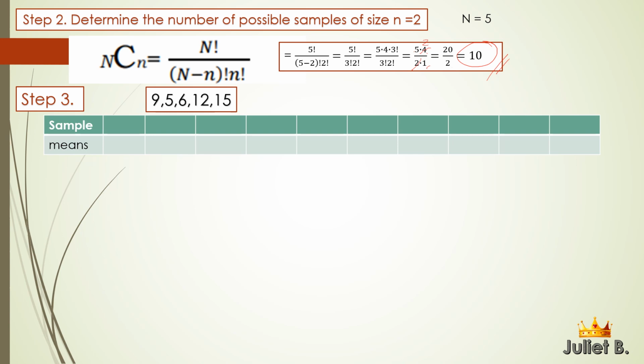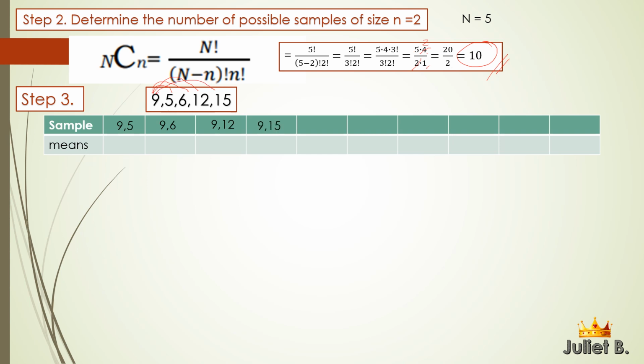Ang step 3, maglilista na tayo ng mga possible samples taken 2 at a time. So, ito yung population natin. Dito tayo kukuha na magiging samples natin taken 2 at a time. So, dalawa-dalawa. Sabi dyan 10, kaya dapat 10 ang malista mo. To start with, simulan natin sa 9. Parang nagdi-distribute ka lang din, ganyan. 9, 5; 9, 6; 9, 12; at saka 9, 15. Ayun.